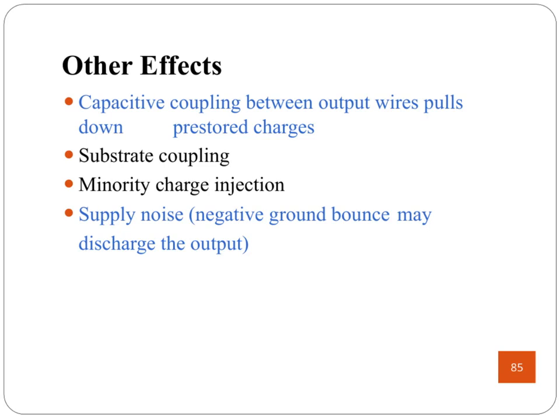Now, let's look at some of the other effects that can impact our circuit performance. First, capacitive coupling between output wires can pull down the precharged nodes, which can cause unintended signal variations. Then there's substrate coupling, where interference in the substrate can affect device behavior. We also have minority charge injection, which introduces extra charges that can alter the output. Finally, supply noise, especially negative ground bounce, can discharge the output unexpectedly. All of these factors are important because they can degrade the reliability and accuracy of our system if not properly managed.